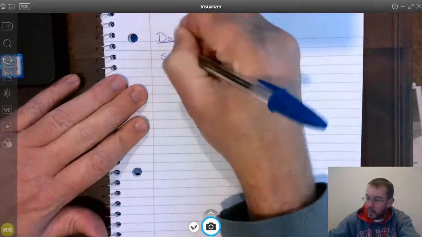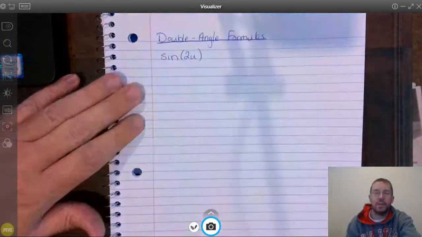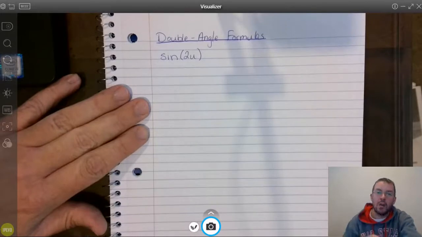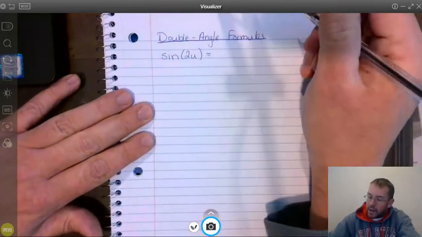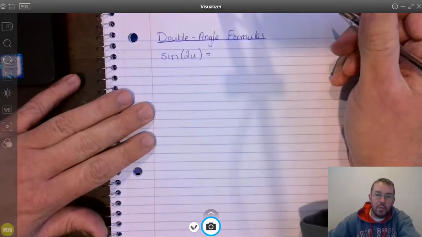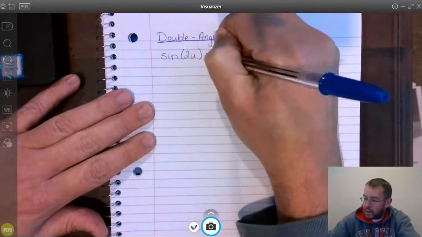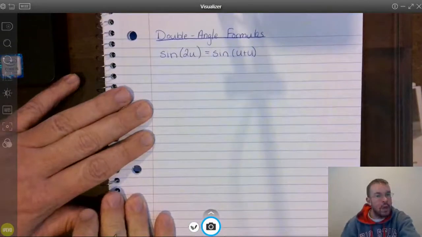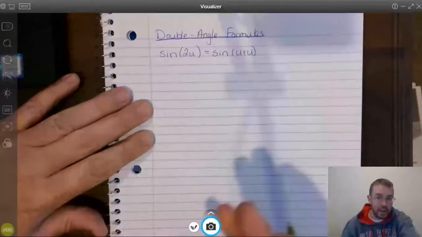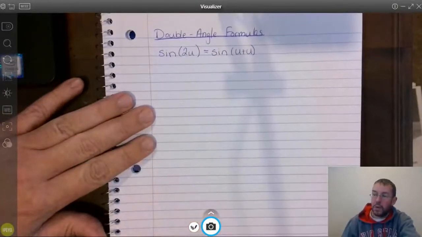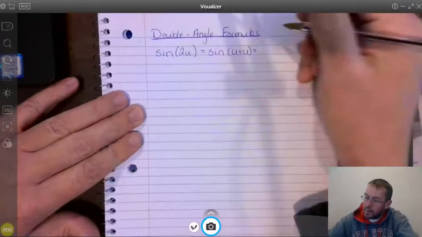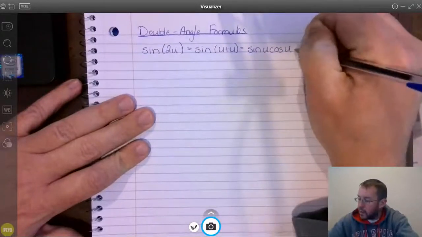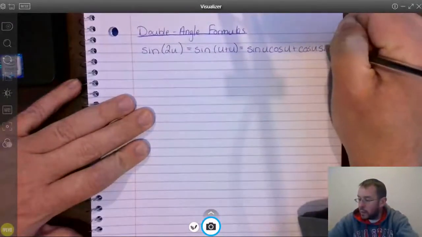A double angle formula means that we're looking for sine of 2 times some angle u. Of course, double just means you multiply by 2. If we think about it in terms of the sum formulas from Friday, we could rewrite this as the sine of u plus u. Remember Friday we did sine of u plus v. If we plug u in for u and u in for v into our sum formula, we would get sine u cosine u plus cosine u sine u.